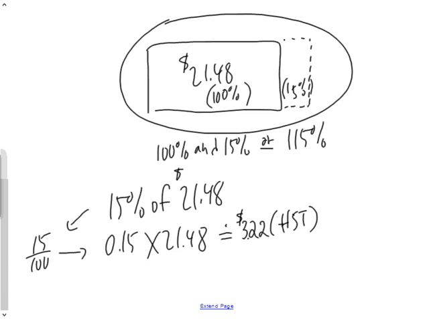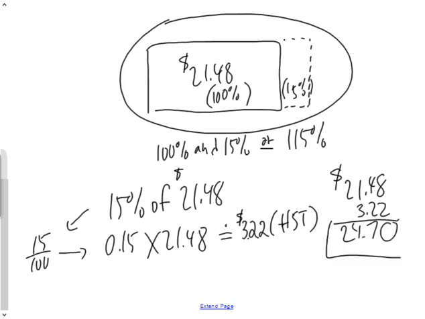Take the cost of your t-shirt, which is $21.48, Emily. Add on to it $3.22 HST. And the final cost of your shirt will be $24.70. End of story. That's what you pay. Use your debit card, run it through, go home, wear your t-shirt.